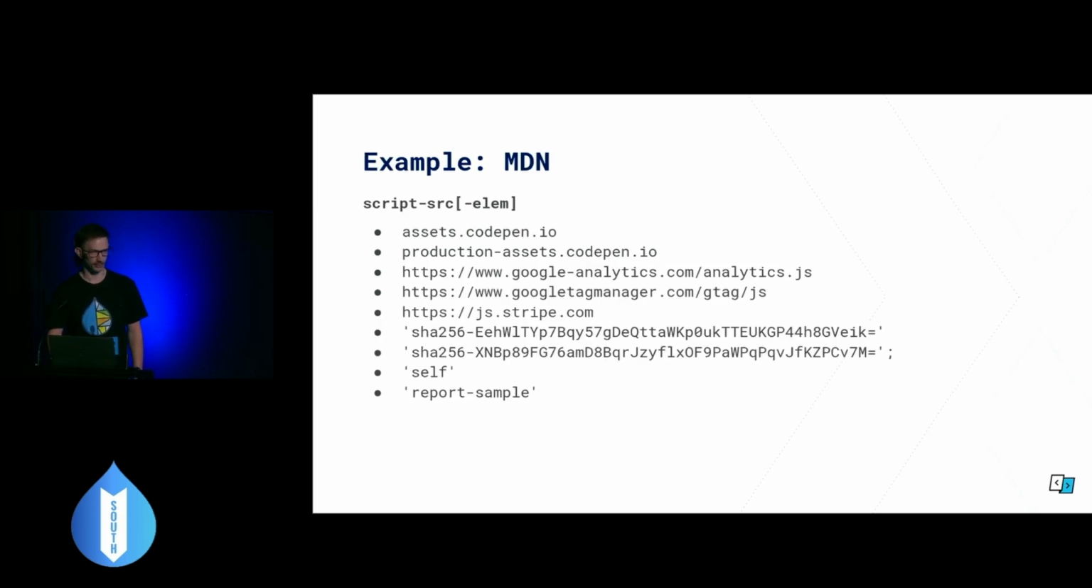So coming back to the MDN example, if we look at their script source directive, they're allowing scripts from CodePen, Google Analytics, Google Tag Manager, Stripe, maybe they've got a payment gateway, and then a couple of SHA-256 hashes, which we'll come to soon. And then, of course, self, because they want to serve their own scripts. And then another keyword we'll talk about later, which is report-sample.